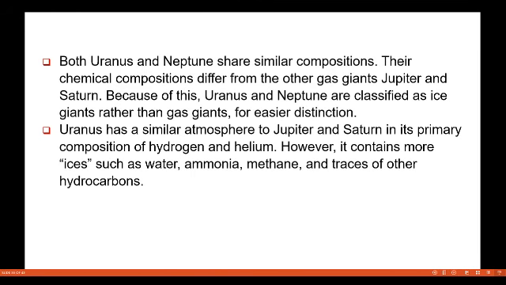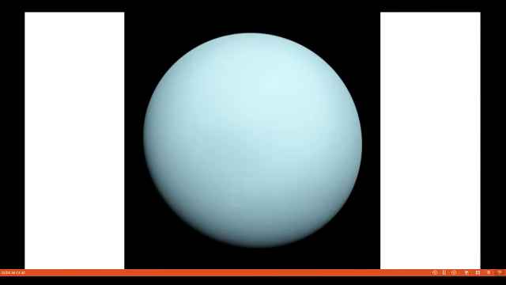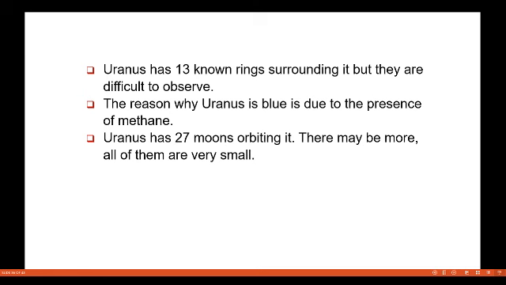Both Uranus and Neptune share a similar composition. Uranus has an atmosphere similar to Jupiter and Saturn in its composition, that is hydrogen and helium. This is how the planet looks. Uranus has 13 rings. The reason why Uranus looks blue is because of the presence of methane gas. About 27 moons orbit Uranus.